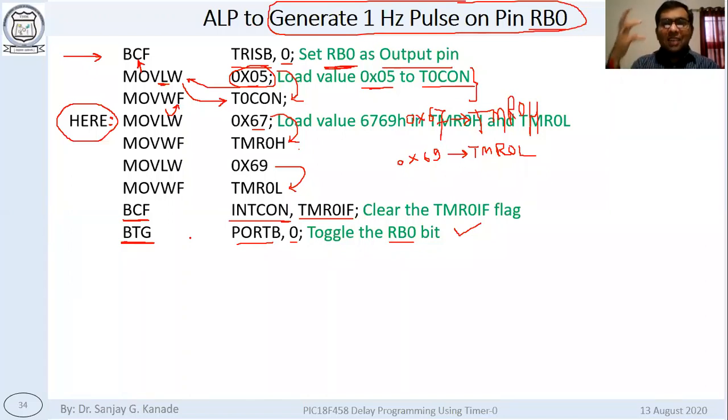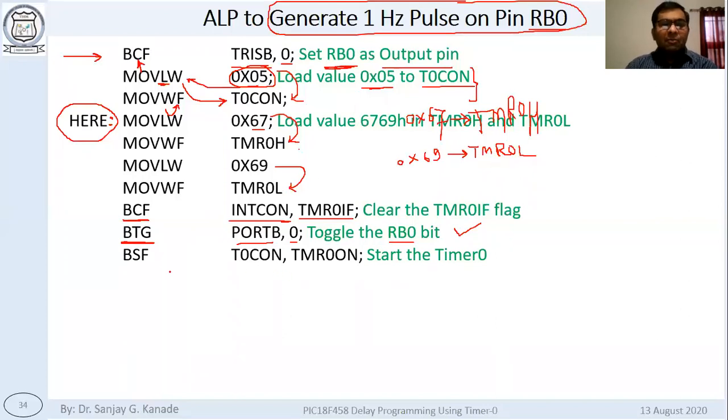Once it shifts the value from 0 to 1 or 1 to 0, there will be a delay. So here we will start our timer, because now we want the actual delay. So how to start the timer? By making the TMR0ON bit 1. Where is the TMR0ON bit? It is in T0CON. How to make it 1? BSF, bit set in F. This is the instruction.